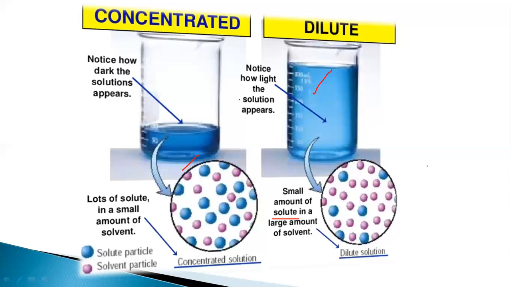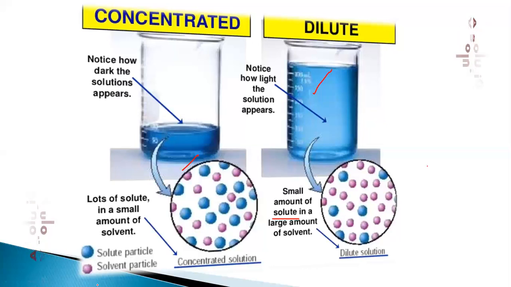The opposite of that is concentrated solution. You can see from this color, the very light color versus the darker color, that is due to the more amount of solute present in that solvent. So solvent amount is less, but solute amount is more, so it can change the color of that solution. You can see here the blue ones are solute particles and the pink ones are solvent particles. You can see more blue in concentrated, more particles of solute, but in dilute there are fewer particles of solute.